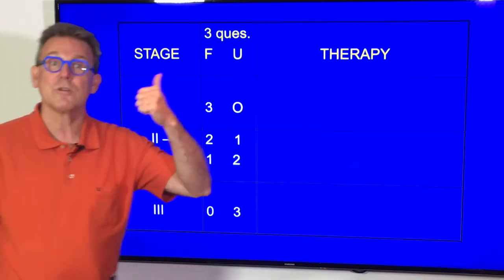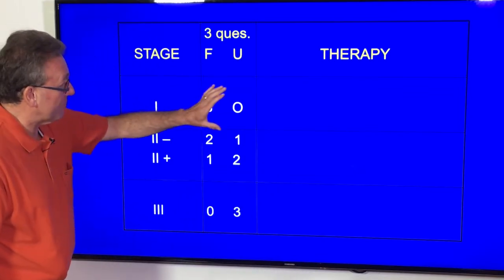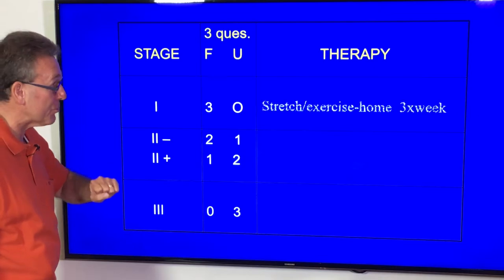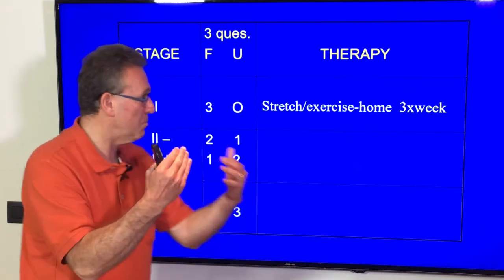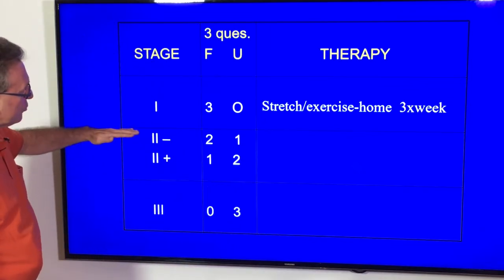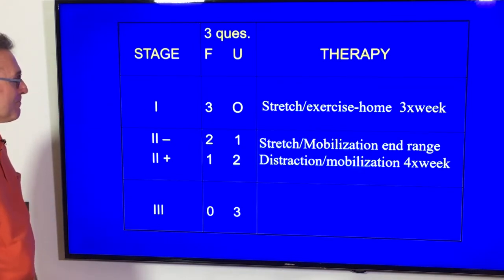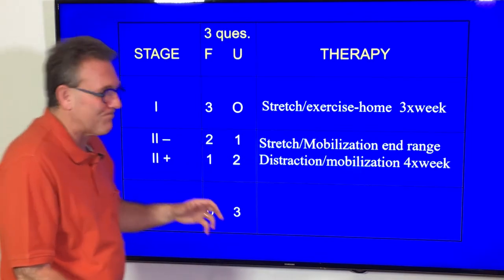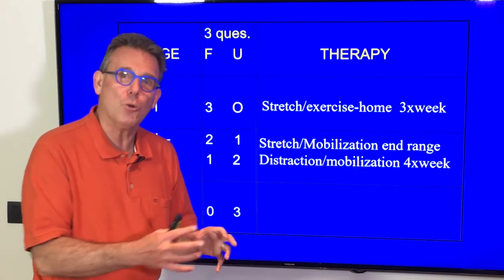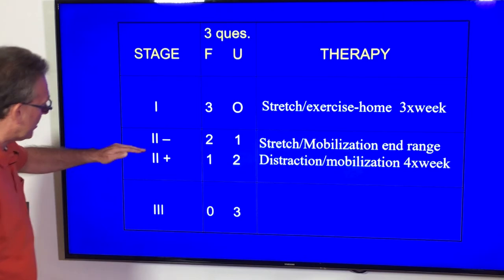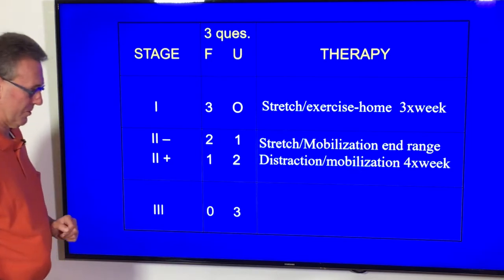Remember, can you lie on that side? Do you have radiation below the elbow? And is there any pain at rest? You have 0 unfavorable answers. What are we going to do? As I just illustrated, you're going to do capsular stretch, exercise, movement. If you have a stage 2 minus, you have 2 favorable answers and 1 unfavorable answer, then you have to be careful with intensive stretch. Do end range mobilization first before you try stretch. When you have a stage 2 plus, you have 1 favorable answer and 2 unfavorable answers.